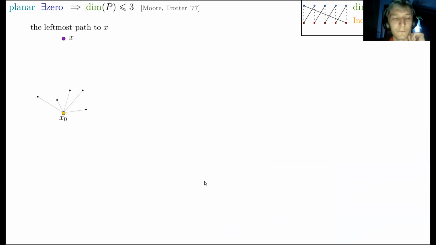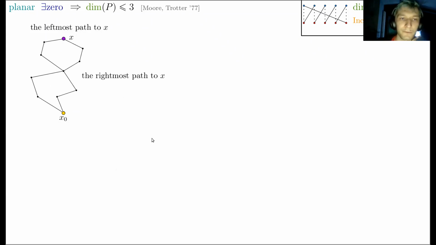Yes, so first of all, we define the leftmost path to x. So we have this x0, which is under all elements, and we take some x, and now I check all edges which exceed x0 and through which I can reach x, and I take the leftmost one. Now I do the same. So I check all edges through which I can reach x, and I take the leftmost one, and so on. And this gives me a path. And I will call this path the leftmost path to x. So very, very natural notion. Of course, I can do the same with the rightmost path to x.